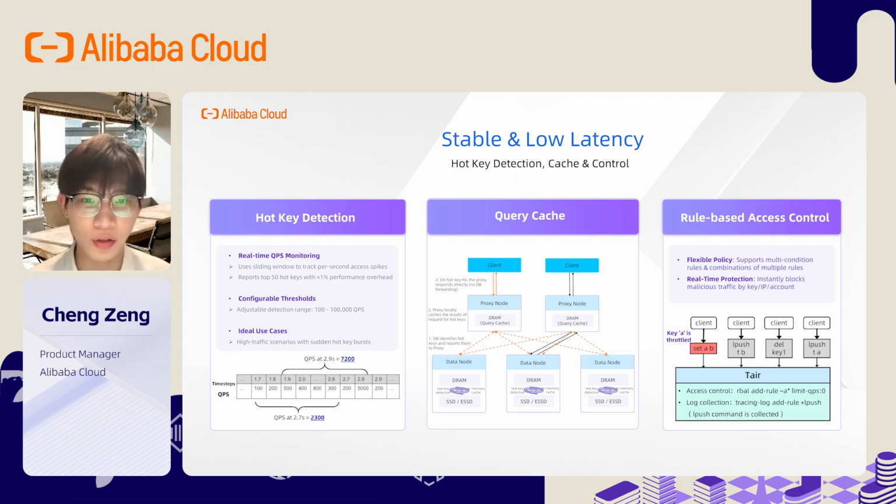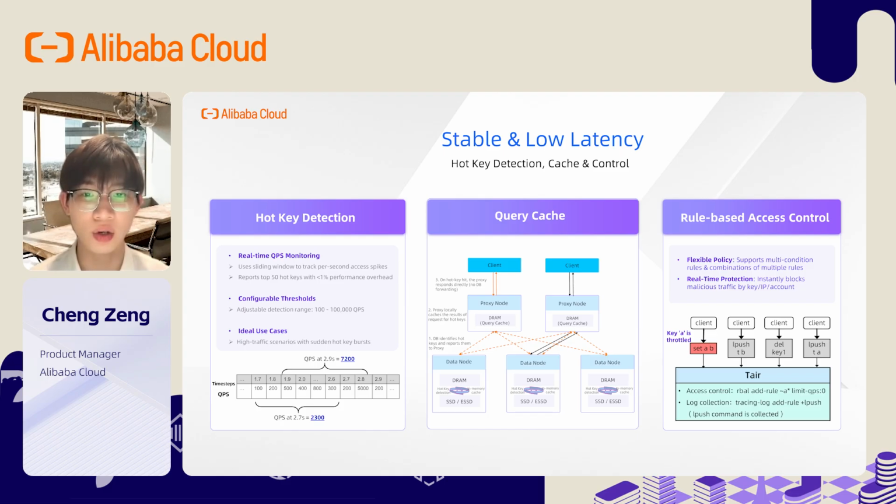To identify and manage hotkey traffic, we use a sliding time window to monitor the QPS of each key in real time. The system will count the keys with a sudden QPS surge in the past 1 second and automatically identify the top 50 hotkeys, and the process has almost no impact on the performance. For example, if the key QPS rises from 2300 at 2.7 seconds to 7200 at 2.9 seconds, the system marks it as a hotkey and triggers follow-up actions.